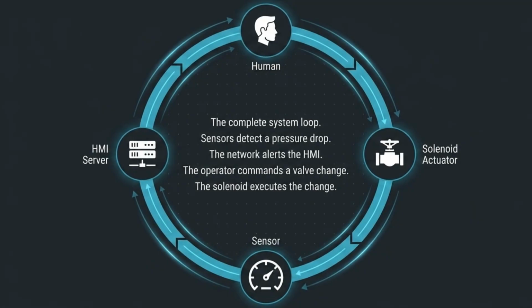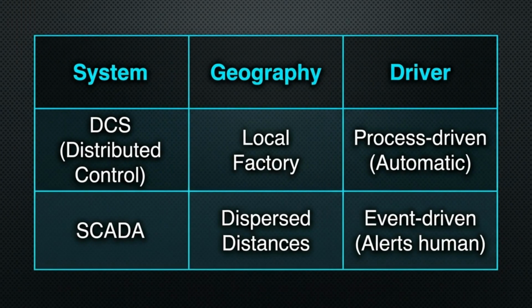This creates a complete system loop. Sensors detect a change, the network alerts the HMI, and an operator decides to command a valve adjustment, which the actuator then performs. SCADA is distinct from distributed control systems. While DCS is process-driven and typically local, SCADA is event-driven and designed to cover dispersed distances.